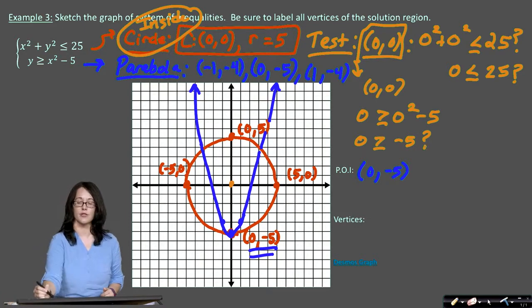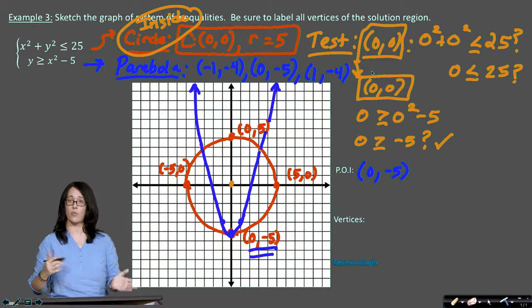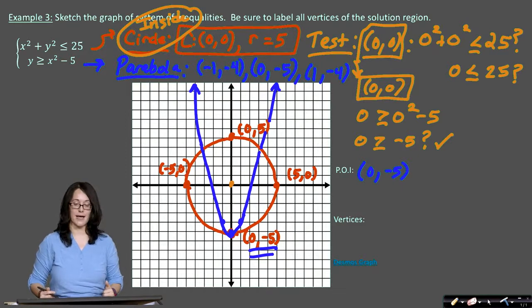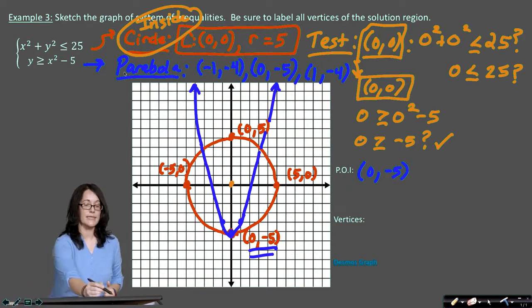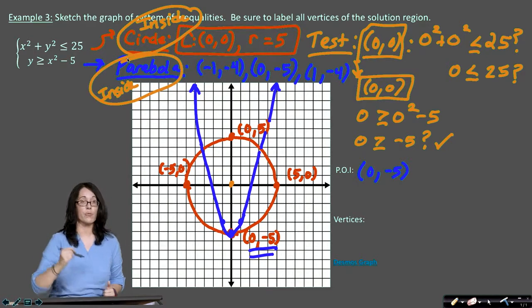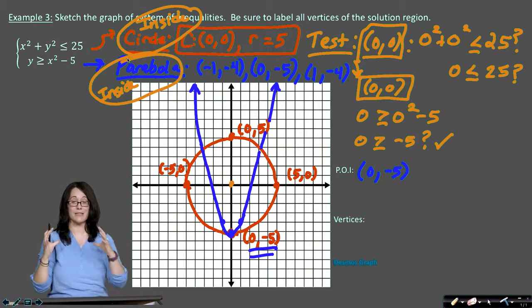Yes, it is. So since that's true, I include the point (0, 0), which happens to be where in regards to the parabola? It is in fact inside of the parabola. So inside or above, however you like to write that. So we now know where to shade. We're shading both inside the circle and above or inside the parabola.